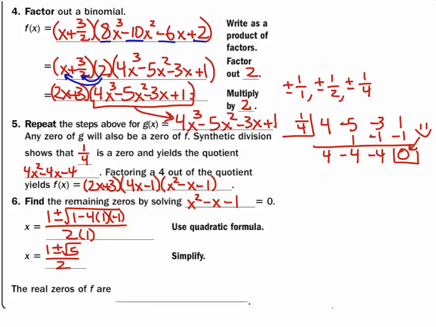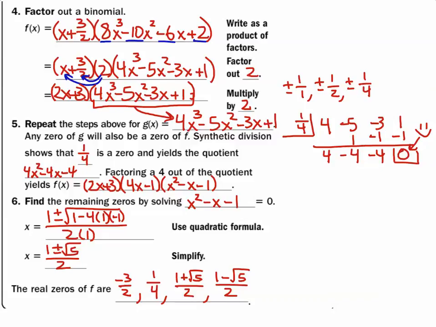The fact that it came out as an irrational number confirms that it just simply was not going to factor nicely anyway. So the real zeros are, and here we have our answers: -3/2, that was the one the book sort of steered us towards; 1/4; and then the ones from the quadratic formula, 1 plus root 5 over 2 and 1 minus root 5 over 2.